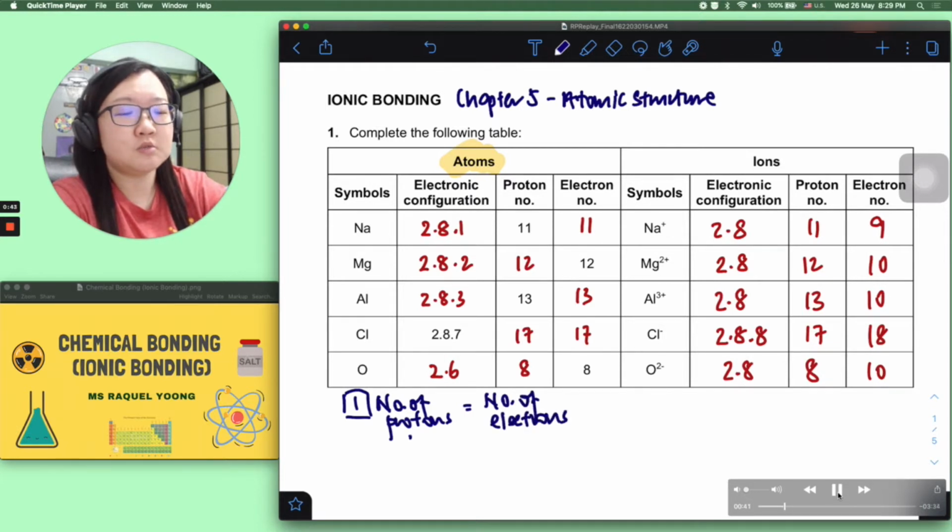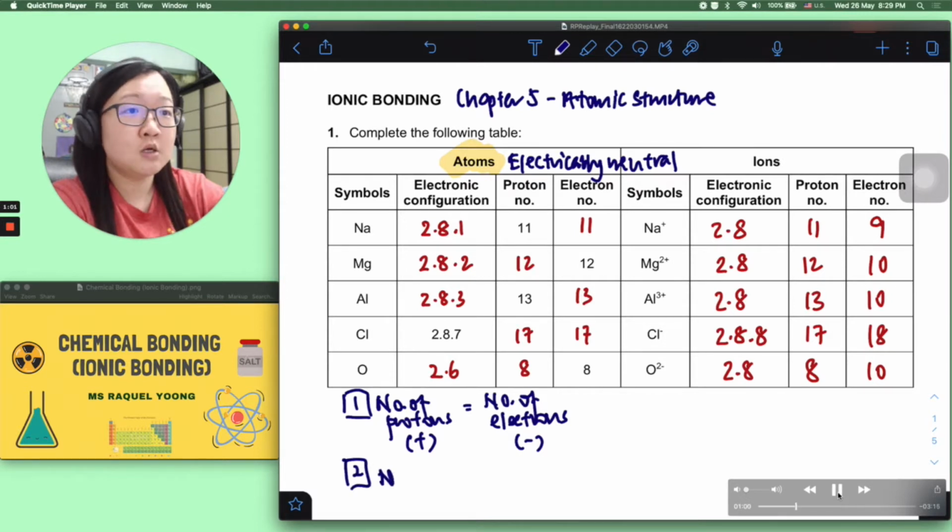In atoms, the number of protons is equal to the number of electrons. Protons are positively charged, electrons are negatively charged. So if I have the same number of positive charges and negative charges, that's why we say that atoms are electrically neutral. So a bit of recap here. And the second relationship is that the nucleon number or mass number is equal to the number of protons plus the number of neutrons in the nucleus of an atom. Okay, so with that as prior knowledge, that would make our lives easier to do this question.